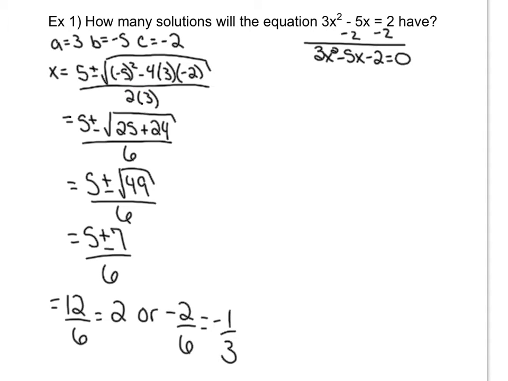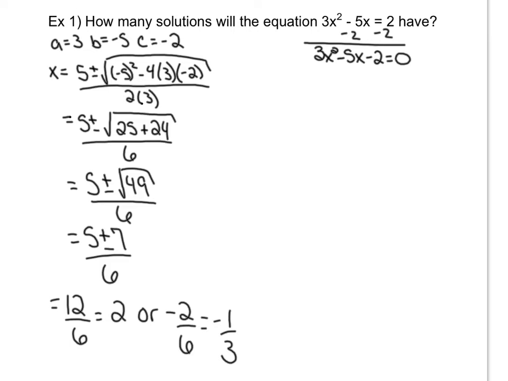Cleaning that up, my 5 and plus or minus drops down underneath the radical. Negative 5 squared gives me 25. Negative 4 times 3 is negative 12 times negative 2 is a positive 24. Again, cleaning up what's under that radical, this leaves me with 5 plus or minus the square root of 49 over 6. Now, I've said before that when do we stop?